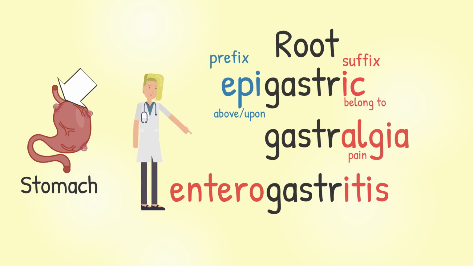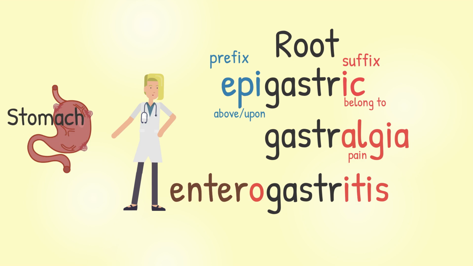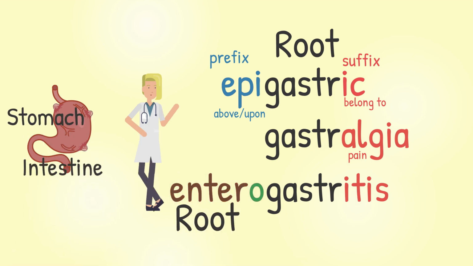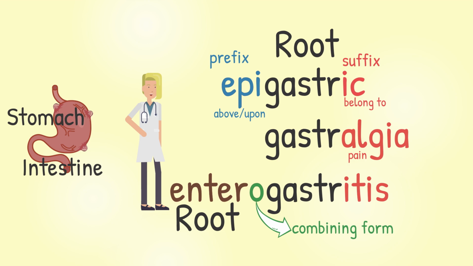But enterogastritis is a different word. And entero is not necessarily a prefix. Here, enter is also a root and means the intestine. As a general rule, anytime we use two roots right after each other, we use the letter O, and sometimes the letter I, to combine them. We call it a combining form. The suffix itis means inflammation. So, enterogastritis, also known as gastroenteritis, means inflammation of both the stomach and intestine.